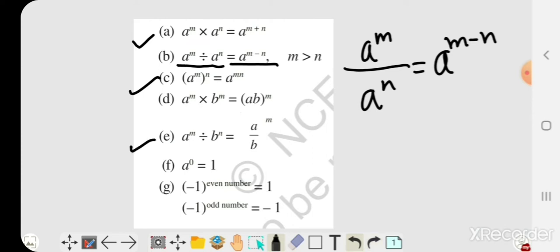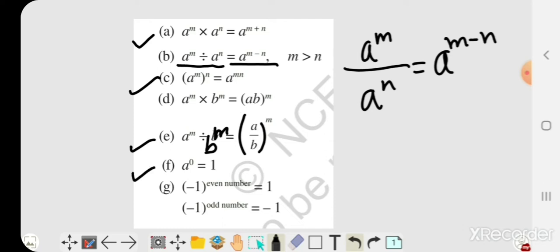Part E or law E, a to the power m divided by b to the power m. Sorry, it will be m not n. In this case you will see powers are the same but bases are different. So you can just take it common. A upon b raised to power whole raised to power m.